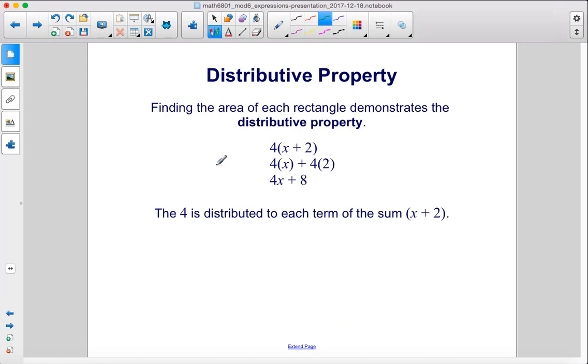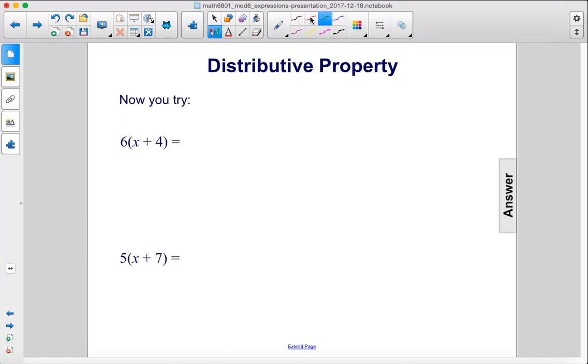Finding the area of each rectangle demonstrates the distributive property. 4 times x plus 2 can also be written as 4 times x plus 4 times 2, which gives us 4x plus 8. The 4 is distributed to each term of the sum x plus 2. The 4 is distributed to x and then to 2, like that.